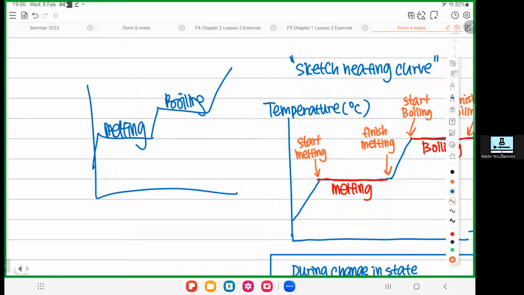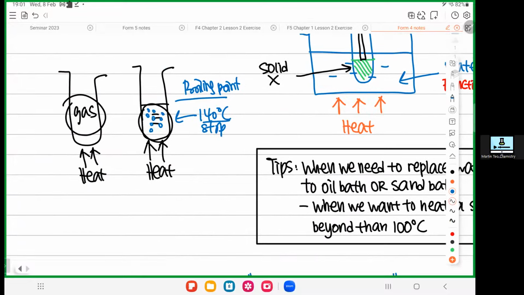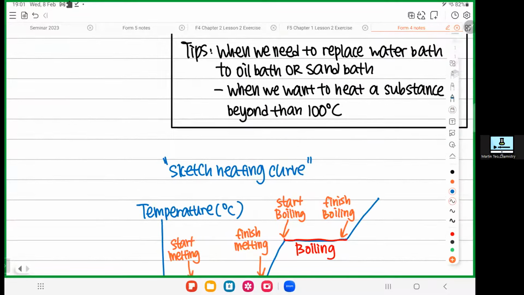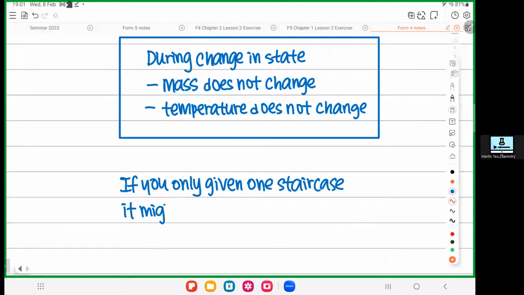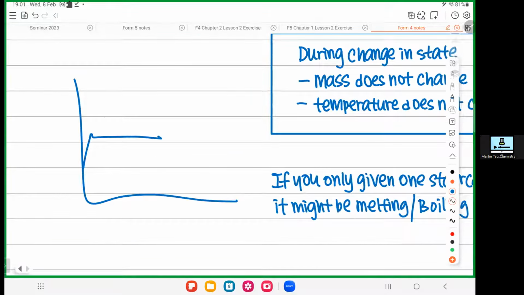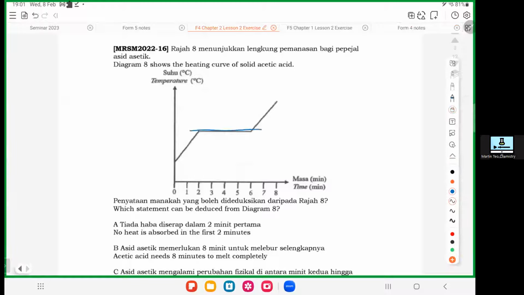But what if you only have one staircase? This one is very tricky. You have to be super careful. If you are only given one staircase, it might be melting or it might be boiling. If you have two staircases, you know already: the first staircase must be melting, the second must be boiling. But if you are only given one staircase, maybe it's melting, maybe it's boiling. I'll teach you how to see later.